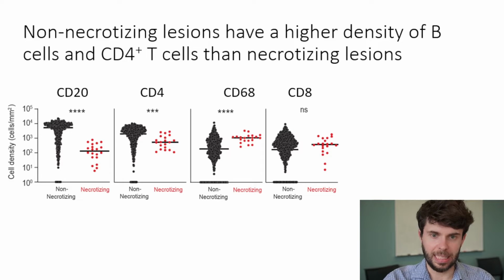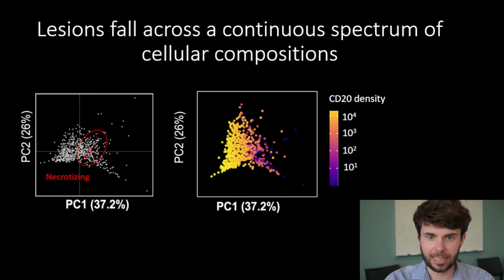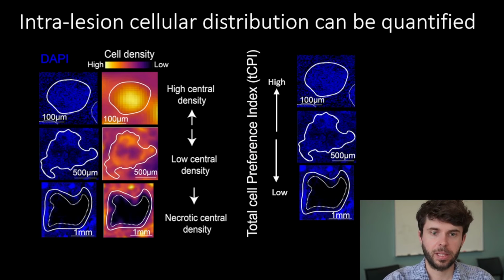When looking at the density of each immune population between different lesions, we saw a lot of variation, but notably less in our necrotizing lesions compared to their non-necrotizing counterparts. Necrotizing lesions had a lower density of both B cells and CD4 T cells when compared to non-necrotizing lesions. Using PCA analysis, we saw that necrotizing lesions tend to cluster together, and that PC1 was mainly driven by density of B cells.